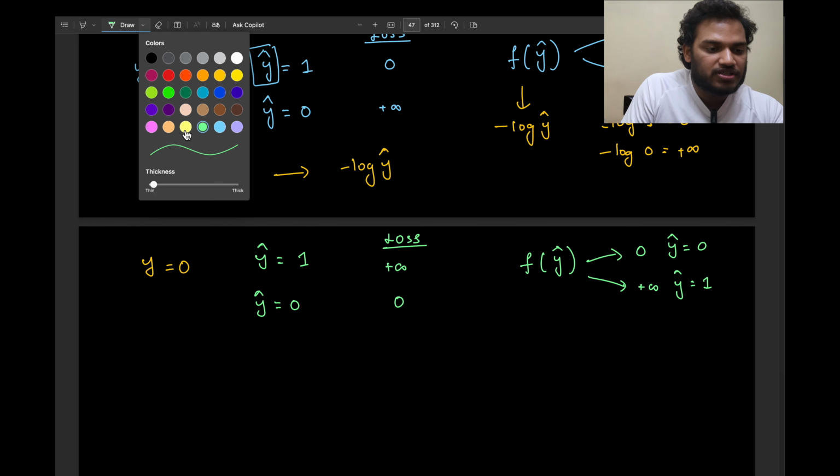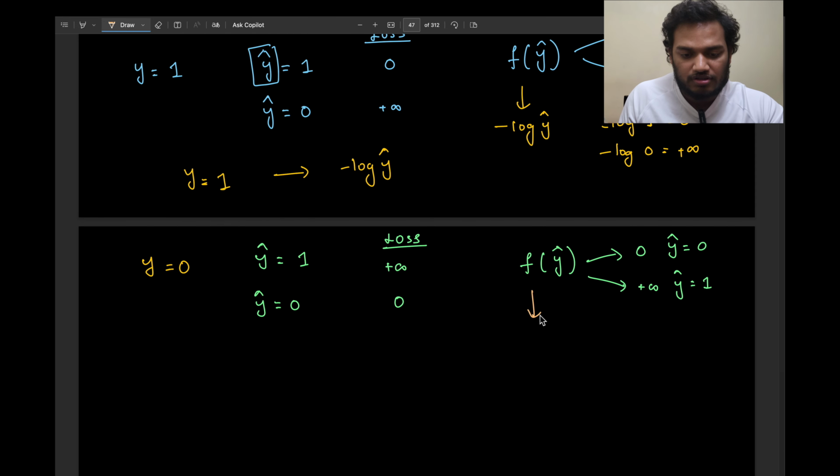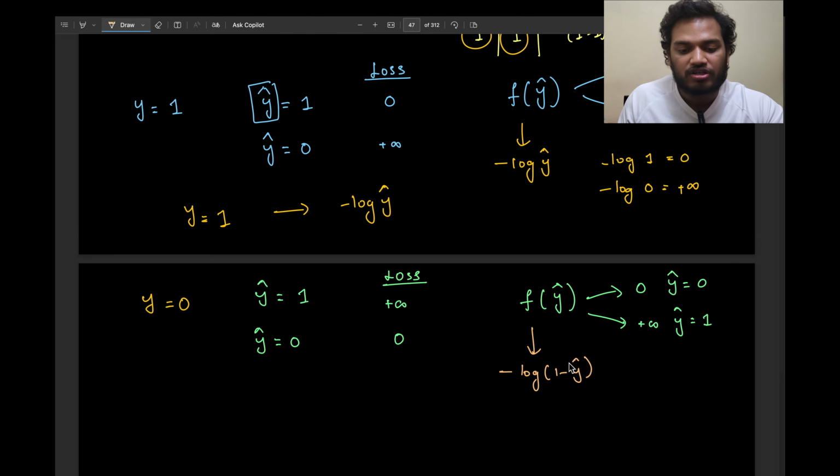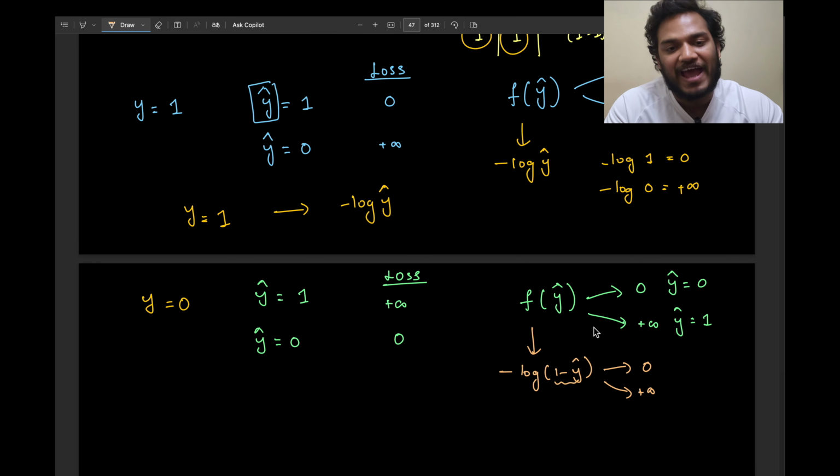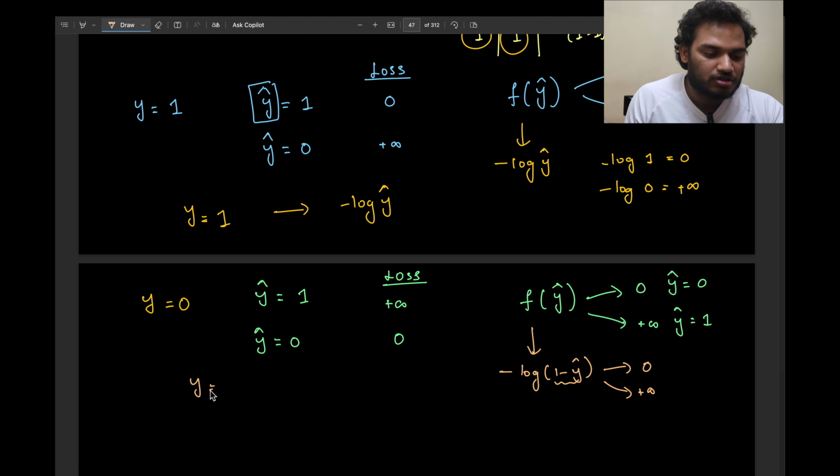Now we'll discuss it. Such function is minus log of 1 minus y cap. So what this 1 minus y cap will do, whenever we are passing this 0, it will be giving 1 as input to this function, that is minus log, which will be giving 0 as output. So when y cap is 0, and similarly whenever we are giving 1, this will become 0, and minus log 0 will be giving us infinite. So this is working as expected, right? So whenever y is 0, the loss function that we can use is minus log of 1 minus y cap.